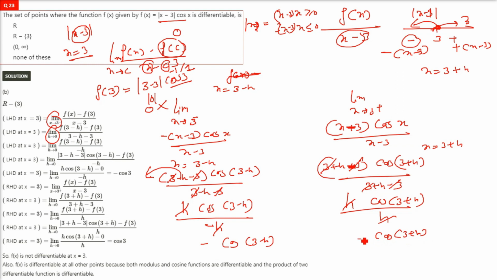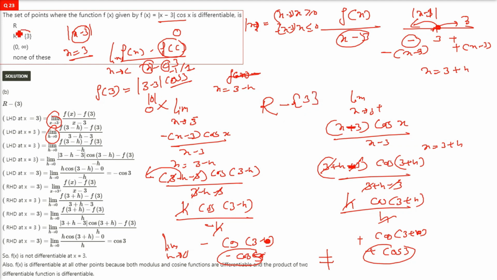Now whatever you put inside cos, the value is going to be between negative 1 and 1. So you can just take h as 0. Cos 3 will have some value, we don't know it, but we don't require it because cos 3 will be some constant value. So we have negative cos 3 and positive cos 3, and they are not equal. That is, this function is not differentiable at x equals 3. So you have all the real numbers except 3. That is what you are going to tick, the second option.